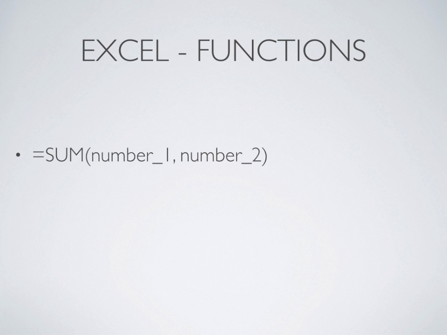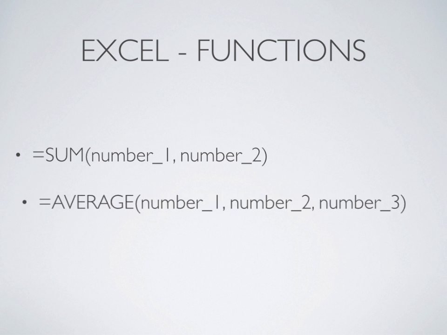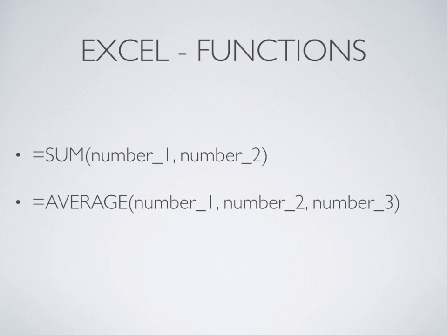Now our AVERAGE function is similar in that you start with an equal sign, the function name, and then the arguments within the function. Again, this could be a number range, a cell range, or a bunch of different numbers. And then our last function we're looking at is MAX. Equals MAX, open the parenthesis, and here I actually listed a cell range from C3 to C10. And then of course you close the parenthesis.